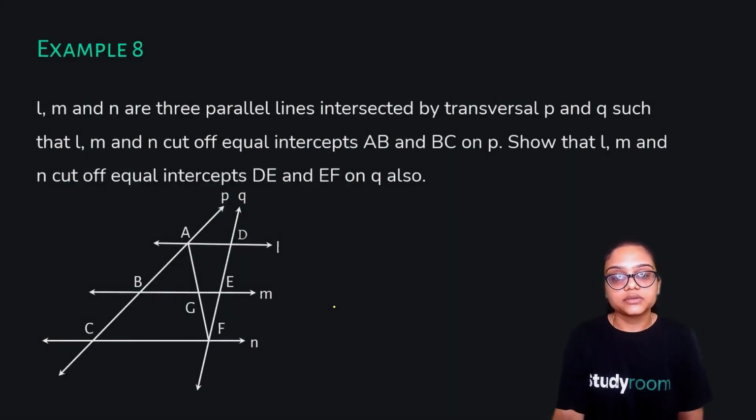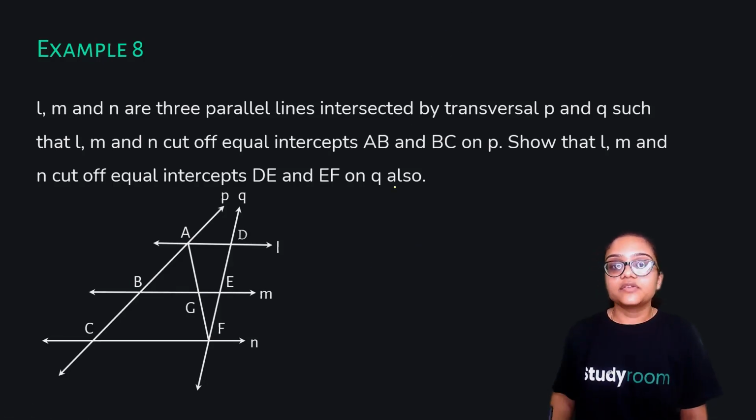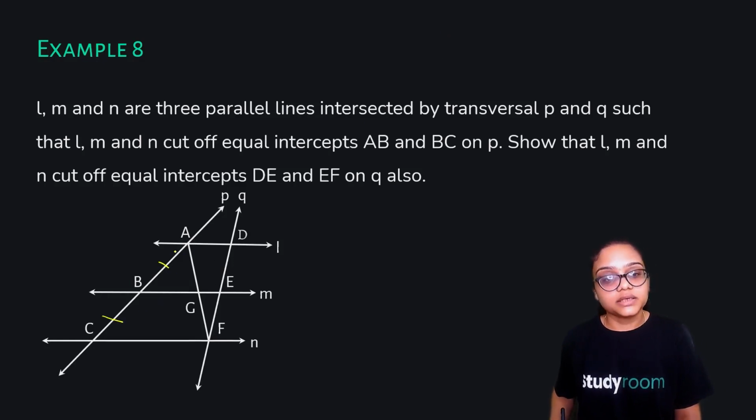L, M, N are three parallel lines cut by transversals P and Q such that L, M, N cut off equal intercepts AB and BC on P. Show that L, M, N cut off equal intercepts DE and EF on Q also. Okay, just try it out again. Since we are reading the midpoint theorem, it's obvious that the midpoint theorem would be applicable. We are given that this line and this line are equal, that means AB is equal to BC. Okay, so we'll write it down.